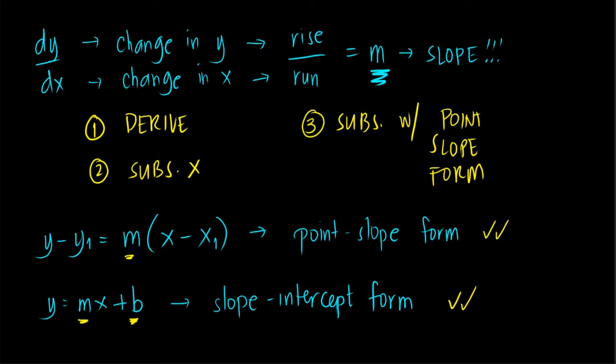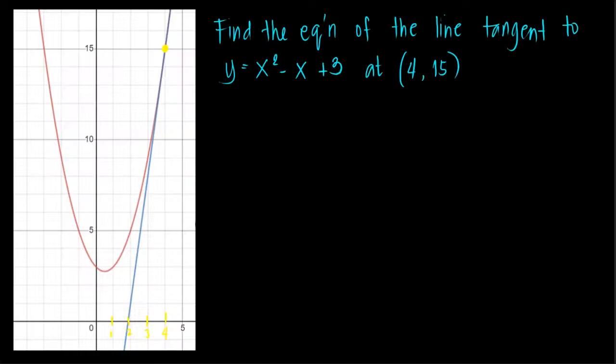Okay, so one example nga pwede natin solvon. I have already plotted y equals x squared minus x plus 3. So, what we need to find is the equation of the line tangent to this red parabola at the point 4, 15. So, 4, 15 is here, this one. So, the blue line, nagkakita nyo subong, it crosses 4, 15 once and never again. That's the tangent line.